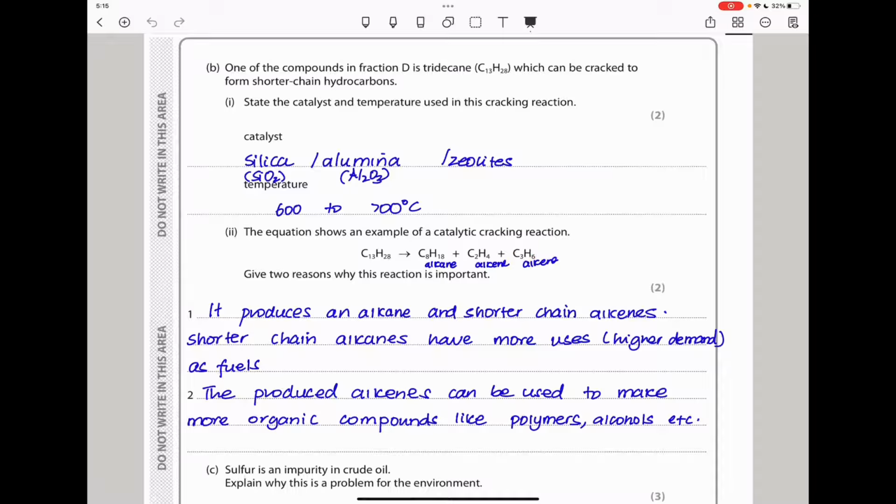These alkenes can be used in formation of other organic molecules, including polymers as well as alcohols, halogenoalkanes, and so on. While this alkane can be used as a source of fuel because it can be easily burned. So I said it produces an alkane and shorter chain alkenes. Shorter chain alkanes have more uses, which means they are higher in demand as fuels. And the produced alkenes can be used to make more organic compounds like polymers, alcohols, halogenoalkanes, and so on.